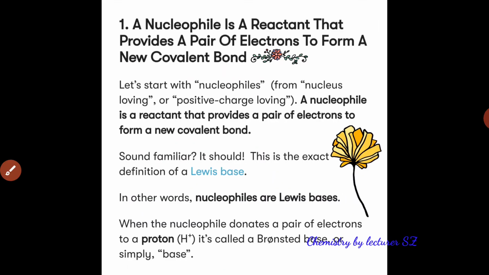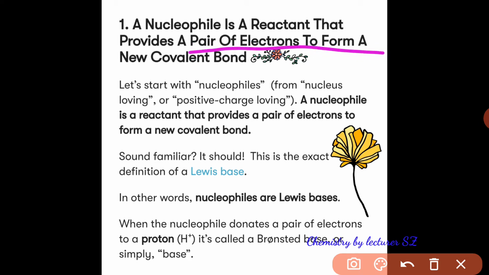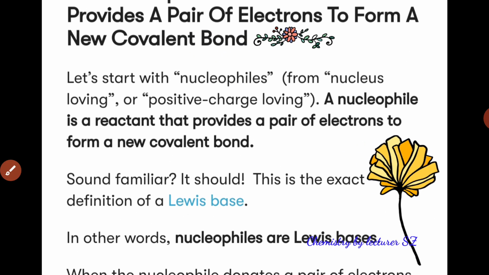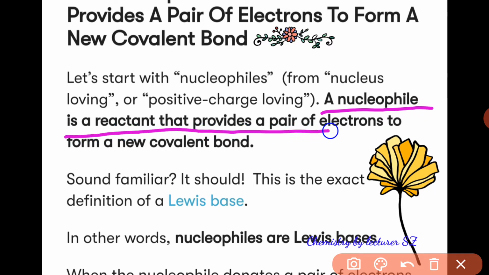Okay, let's just have a look. A nucleophile is a reactant that provides a pair of electrons to form a new covalent bond. Whenever you see a covalent bond, the species that will be donating electrons will be termed a nucleophile. It provides a pair of electrons, so that's why it is rich in electrons, rich in negative charge. So it is providing to the other one that takes my electrons, because I have quite enough of them and I need your positivity.